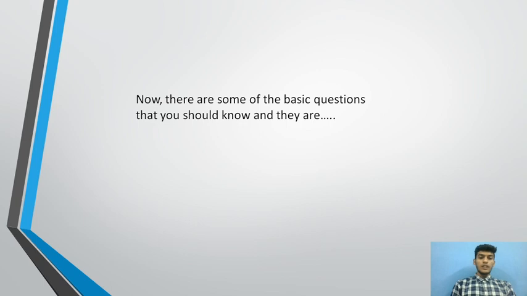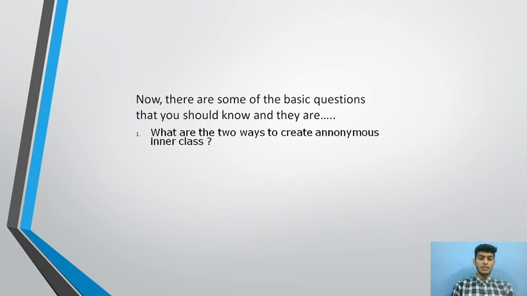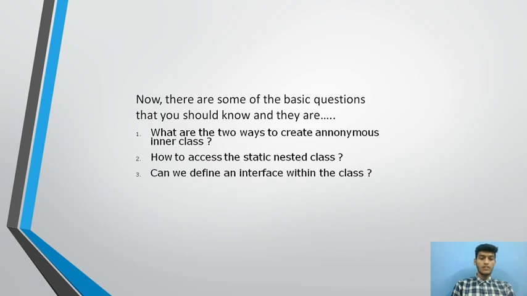Now there are some basic questions that you should know. First, what are the two ways to create anonymous inner classes? The two ways to create anonymous inner classes are, firstly, with the help of a class and, second, with the help of an interface. Second, how to access the static nested classes? We can access the static nested classes by using a referencing object. Third, can we define an interface within a class? Yes, we can define it. Can we define a class within an interface? Yes, we can define this too.